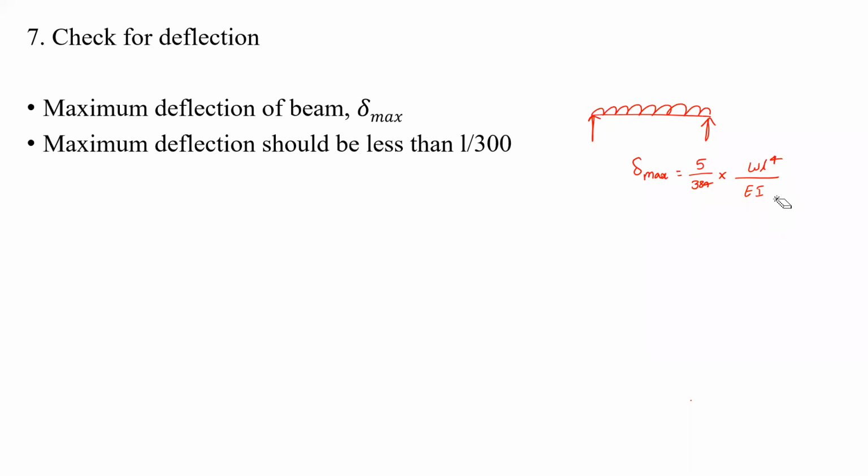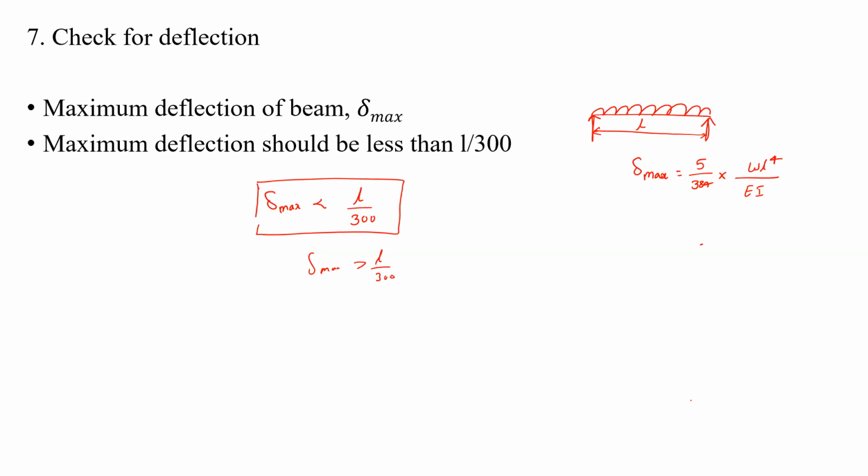Whatever delta max value you have calculated, this value should be less than L by 300. It is not 1 by 300, it is L by 300, where L is the span of the beam. If you prove this condition, then you can say the check for deflection is safe. If delta max is greater than L by 300, then you have to redesign the entire section. That goes in a different way, and I'll talk about that while solving the problem.